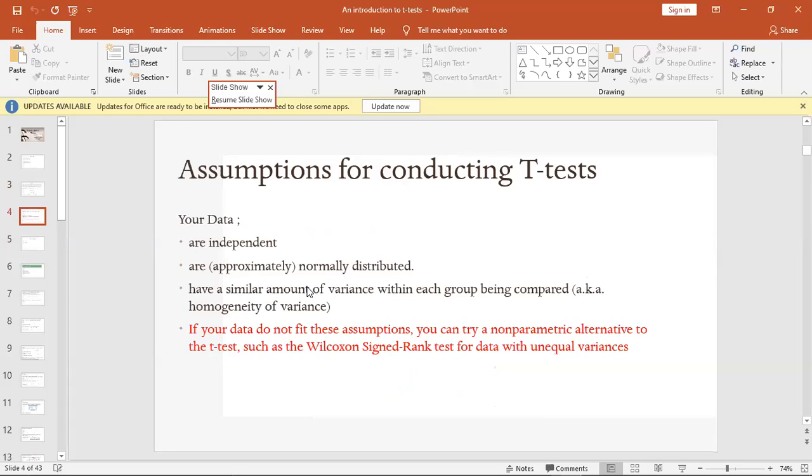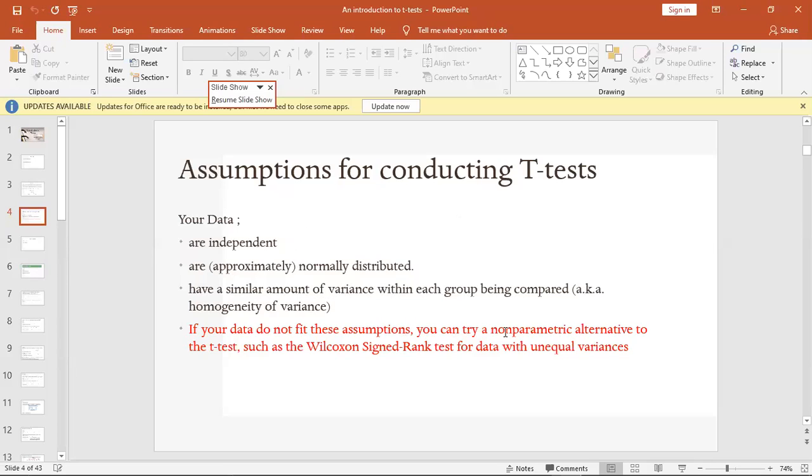But before you go for t-test, you have to complete these assumptions. Always after you collected your data, you should check whether your data are independent. That means your data need to behave independently. There shouldn't be any correlations with any other, right? And also they should be normally distributed, and have similar amount of variance within each group being compared. That means all the data you obtain should have similar variance, right? If these three assumptions are not met, you can't go for t-test.